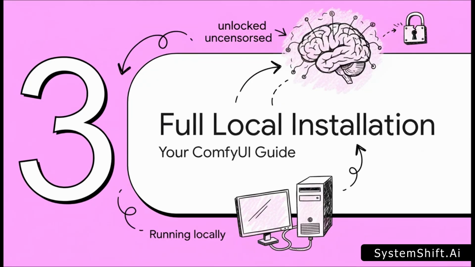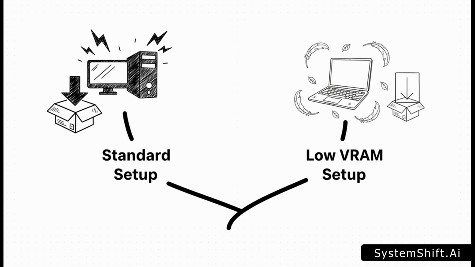All right, so you tried the demo, you're totally blown away, and now you want the full, unlimited, uncensored power running on your own computer. Let's do it. We're going to get this set up using the fantastic ComfyUI. Okay, so you have two main paths you can take here, and it all comes down to your graphics card. If you've got a beast with 12 gigs of VRAM or more, you're going to follow the standard setup on the left. If you're working with something in the 4 to 8 gig range, the low VRAM setup on the right is your golden ticket, and just look at the difference in download size.